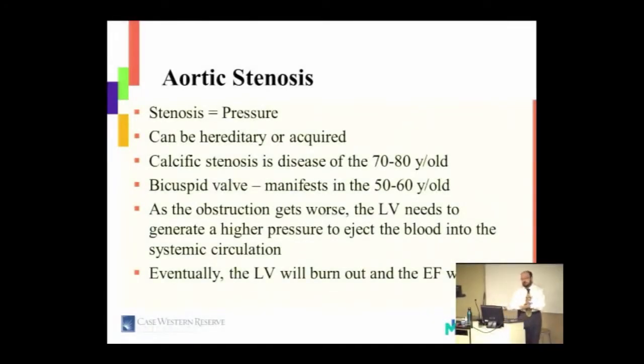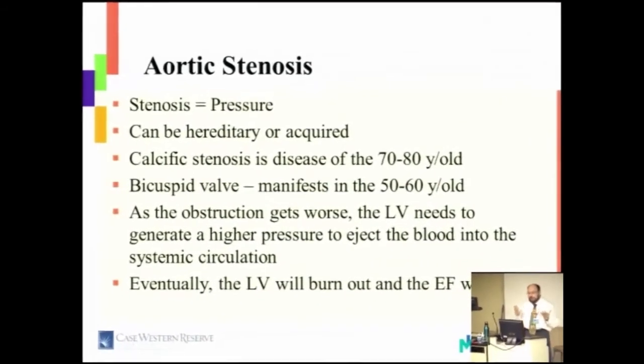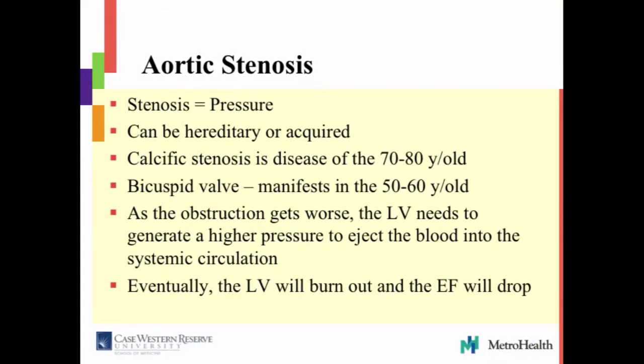Okay, shift gears, talk about aortic valve. So let's talk about aortic stenosis. Now, as I told you in class, stenosis is a pressure lesion. Aortic stenosis can be hereditary or acquired. Depending on the age of the population, calcific aortic stenosis is usually a disease of the elderly. We see it in people that are in their 70s and 80s.